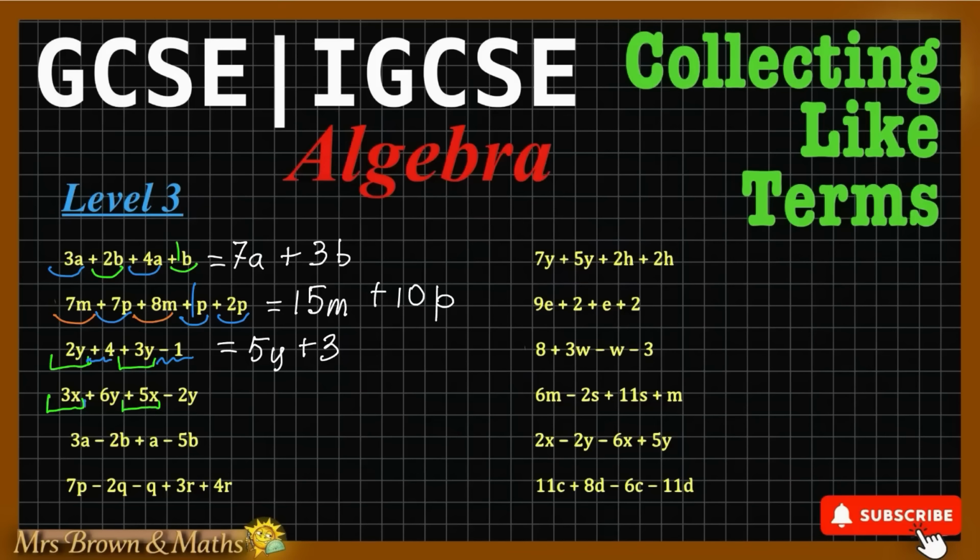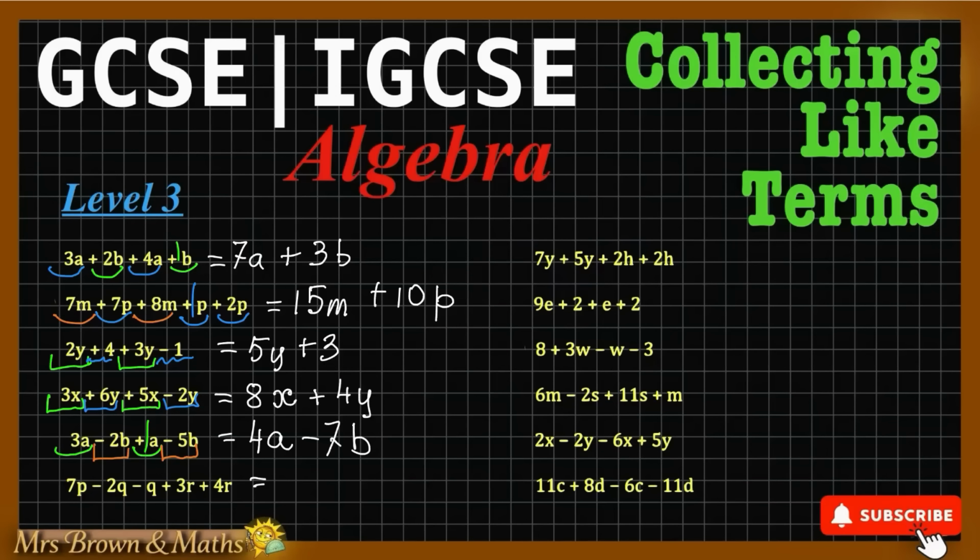First, x terms. 3x plus 5x give me 8x. Y terms. 6y minus 2y is 4y. So the answer is 8x plus 4y. One more question. 3a minus 2b plus a minus 5b. Final answer is 4a minus 7b.